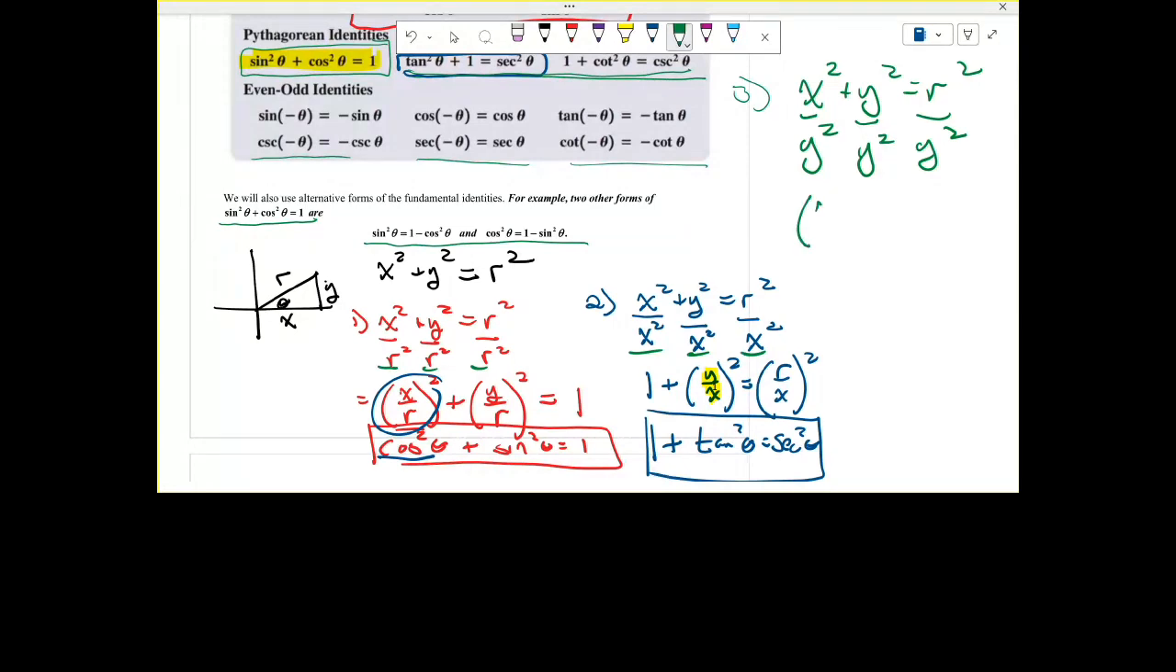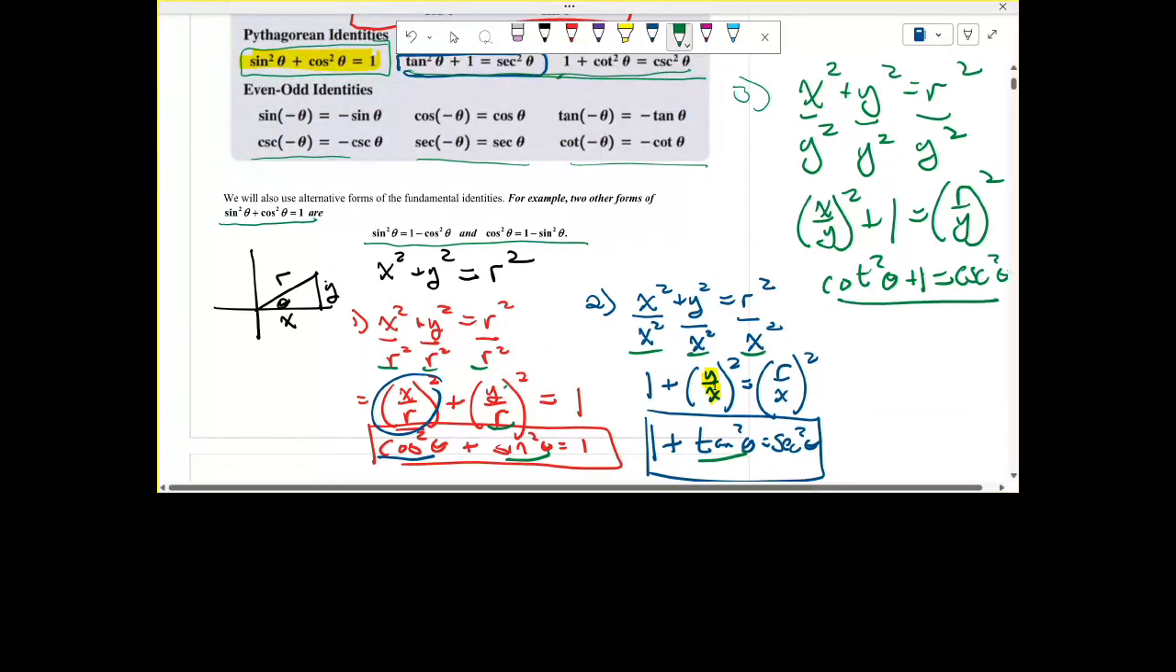So look, y'all, this is going to be x over y squared. That's going to be 1. This is going to be r over y squared. Let's see, x over y. Y'all, y over x, we said that was tangent. So x over y is going to have to be cotangent. Okay. Look right here, y over r, we said was sine. So r over y is going to be what? Cosecant. Boom. And there's my other one right there.